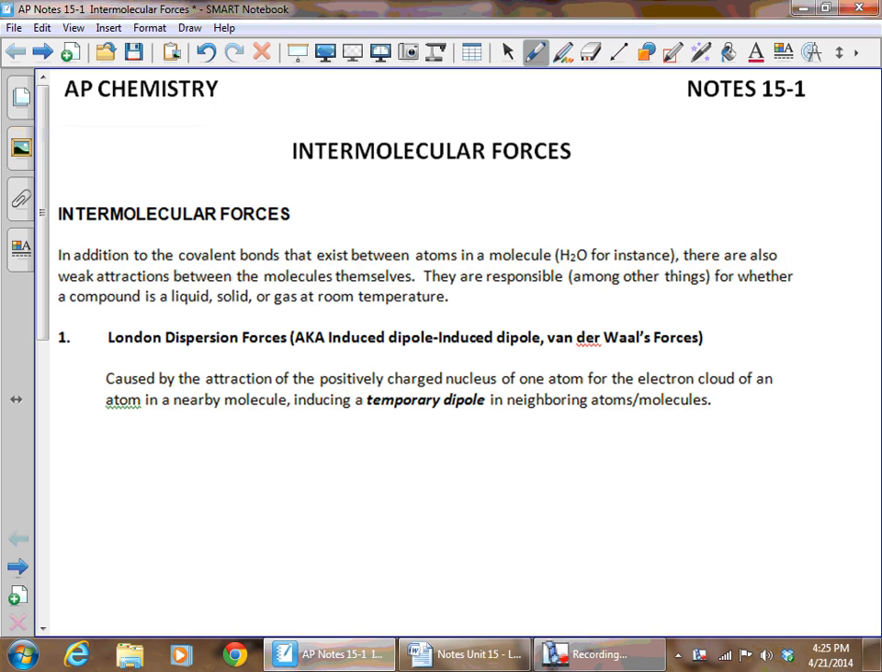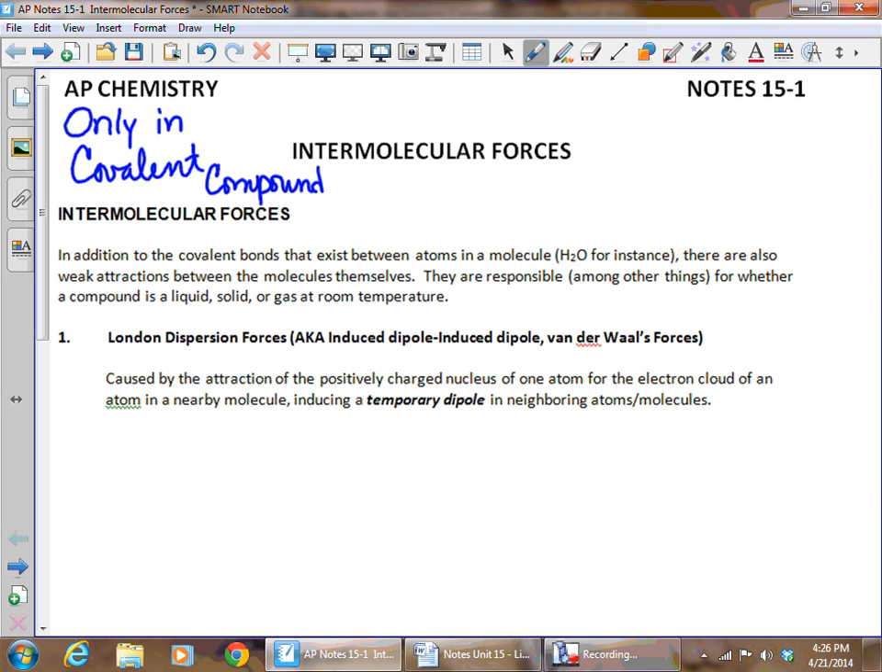Intermolecular forces are the forces that exist between molecules that hold those molecules together. Keep in mind that intermolecular forces only occur in covalent compounds, because if you think about it, molecules do not exist in ionic and metallic substances. They don't have ions, they have crystal lattice structures, etc. So they only exist in covalent compounds.